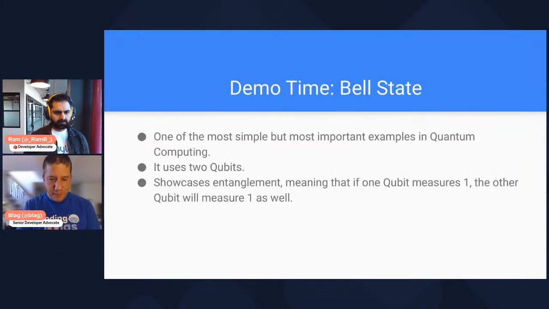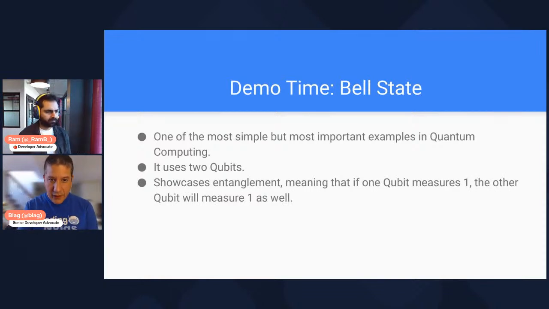So for demo time, first we're going to do the Bell state, which is one of the most simple, but kind of like the most important in quantum computing. It uses 2 qubits and it showcases entanglement, meaning that if one qubit measures 1, the other one is going to be 1 for sure. If the first one is 0, the second one is for sure going to be 0 as well.